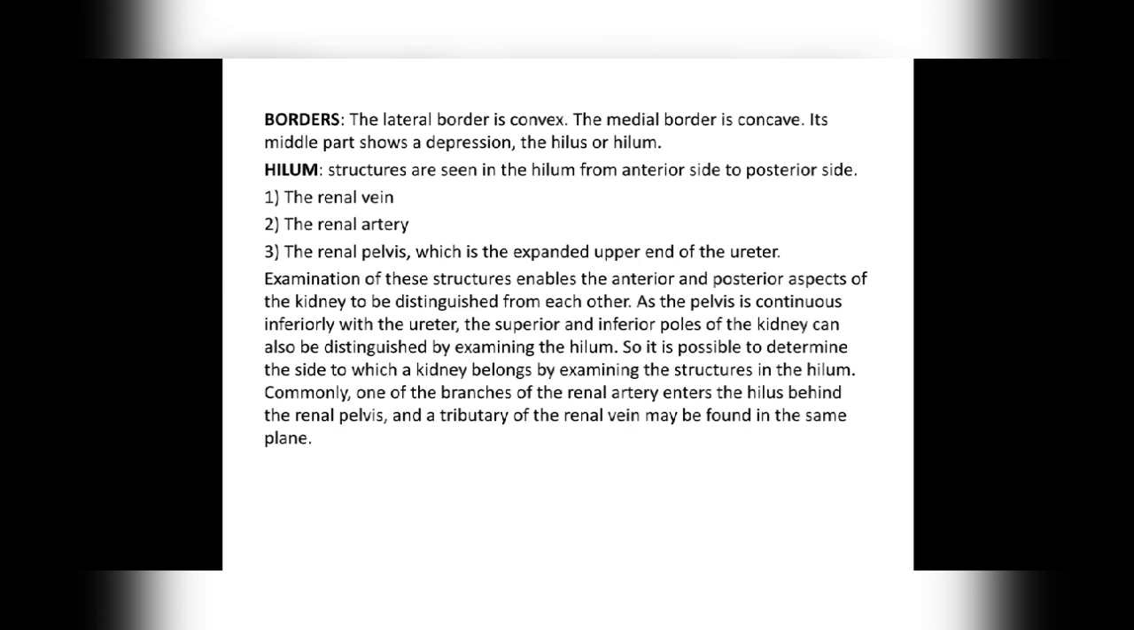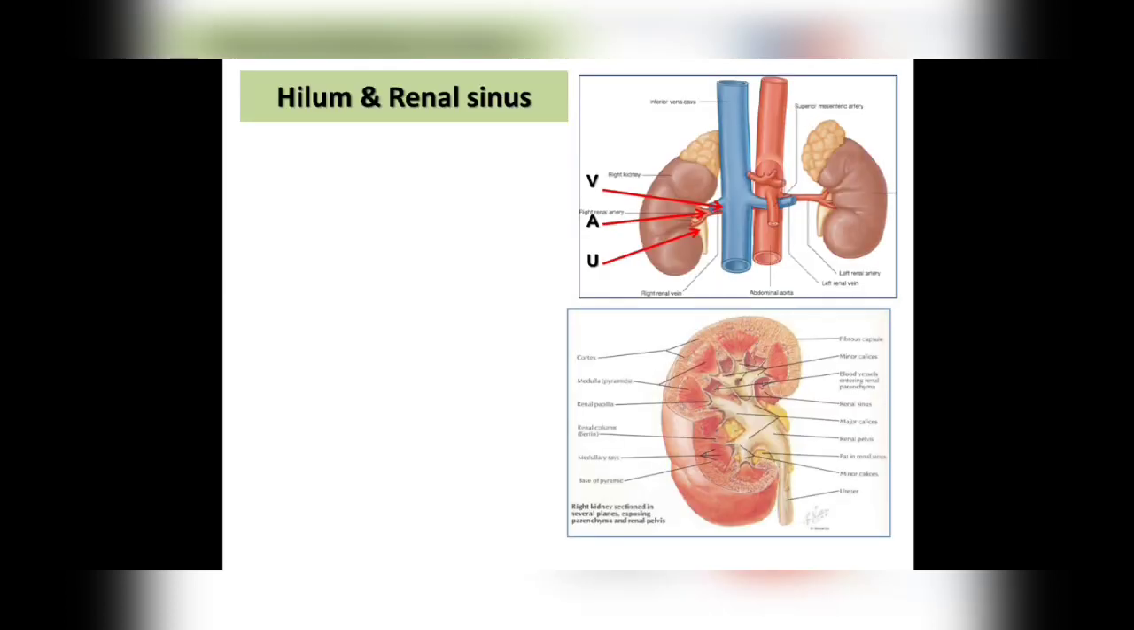Commonly, one of the branches of the renal artery enters the hilus behind the renal pelvis, and a tributary of the vein may be found in the same plane.